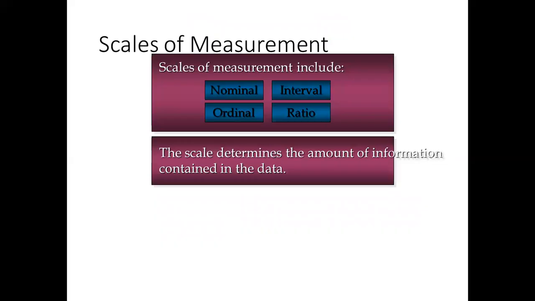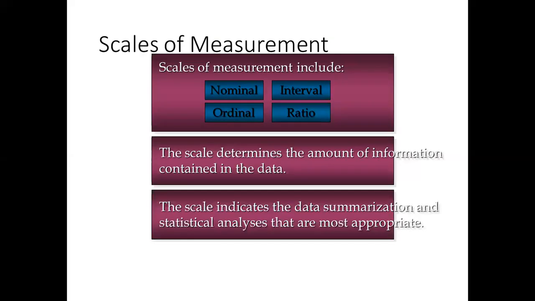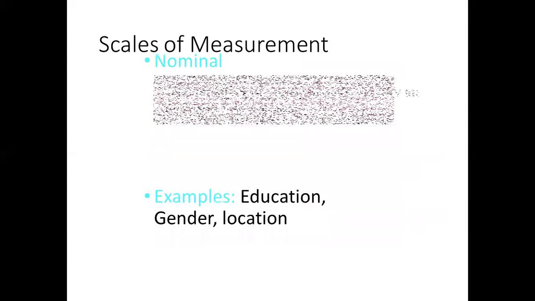So the scale determines the amount of information that is contained in the data. The scale also indicates the data summarization and the statistical analysis that is most appropriate. So this point number 2 is very, very key, right? Scales, that is nominal, ordinal, interval, and ratio, indicate the data summarization and, most importantly, the appropriate statistical analysis or method to be used. So the scale helps us tell the appropriate statistical method that can be used in analyzing our data set.